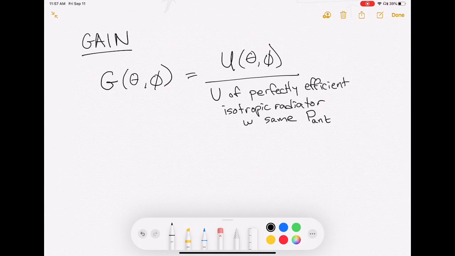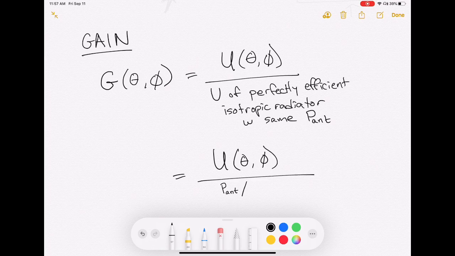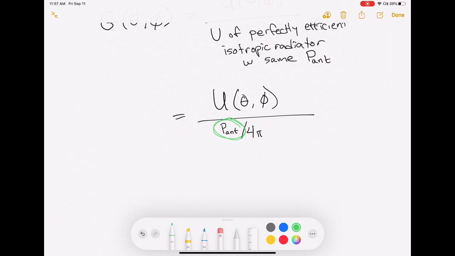So if I were to write that a little bit shorter, that would be U of theta and phi divided by power delivered to the antenna divided by 4 pi. Remember that for directivity, instead of this power delivered to the antenna, we had the power radiated here. So we can also write that gain is equal to the radiation efficiency times the directivity.